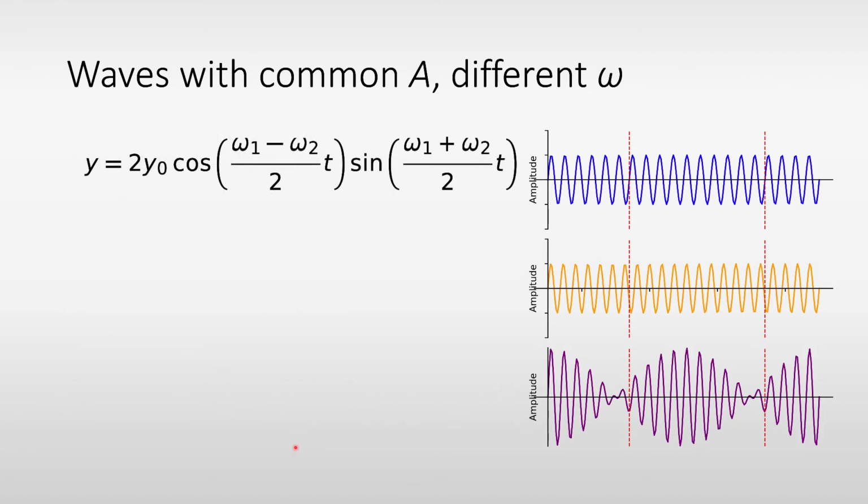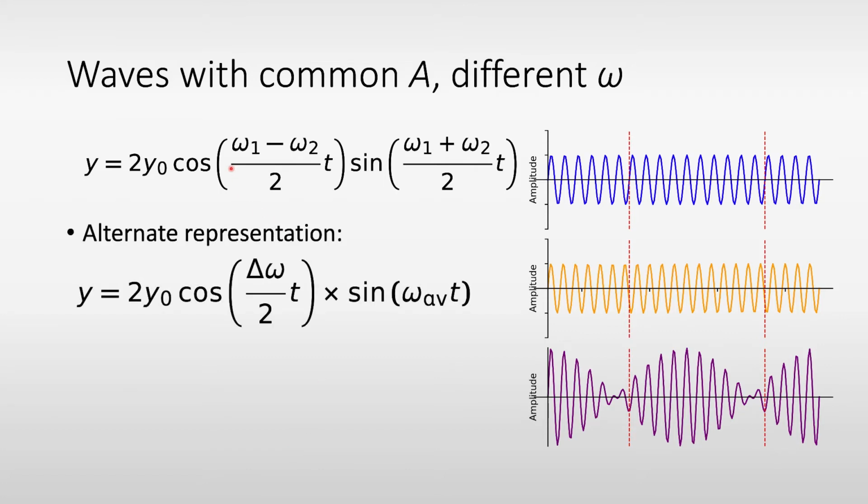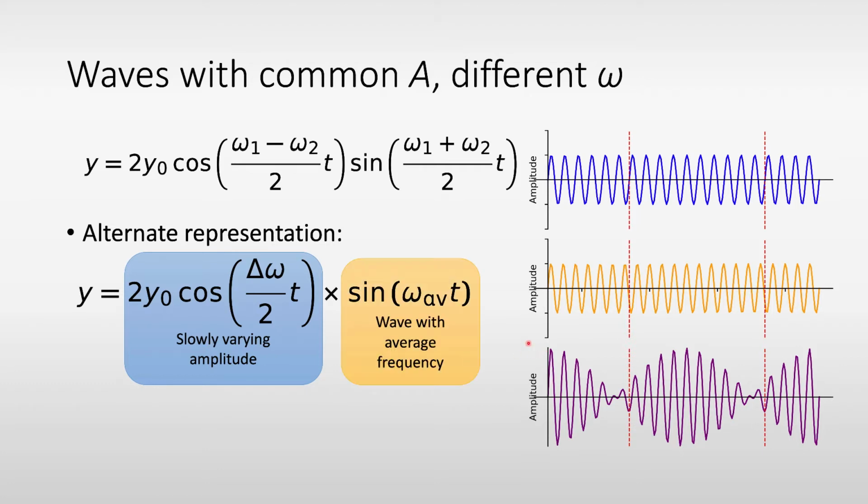Let's look a bit closer at the superposition. There is an alternate representation that we can use, whereby we say that omega 1 minus omega 2 is simply the difference in the angular frequency of the wave. Omega 1 plus omega 2 over 2 is simply the average omega. So what we have here is we end up with a wave expression where we have a slowly varying amplitude on the wave with time, and we combine that with a wave of average frequency.